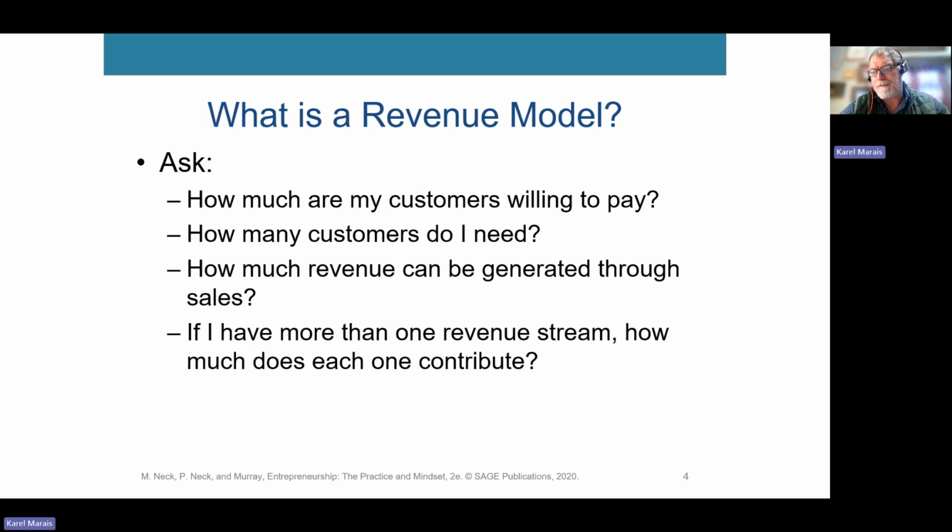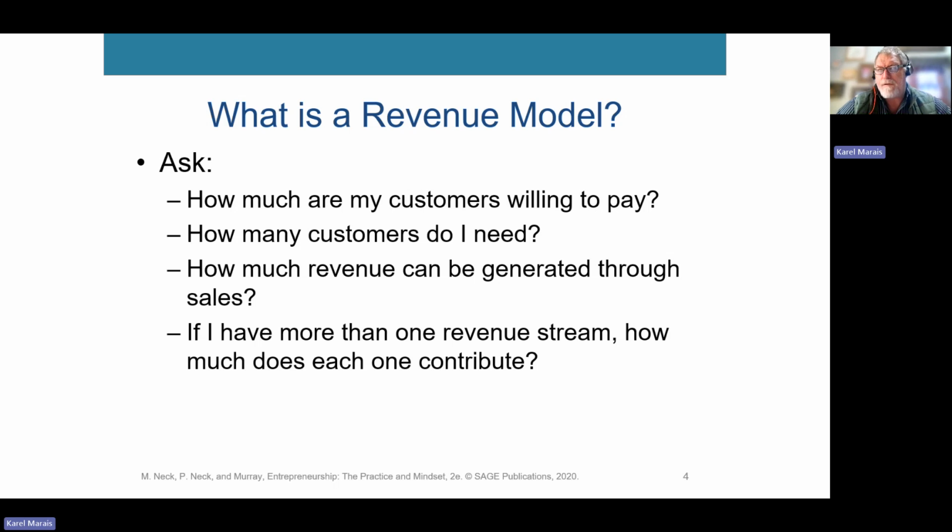How many customers do I need? It depends on your revenue model. You might have a revenue model that says, I need a few customers because I'm charging a premium. Rolex hasn't got a lot of customers. There aren't many Rolexes available, but they charge an absolute premium on what they're delivering.